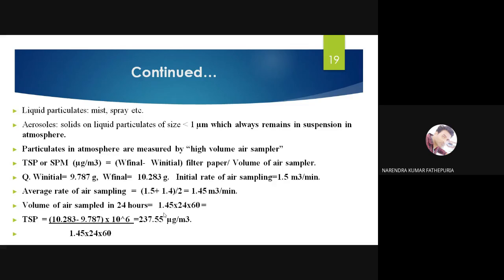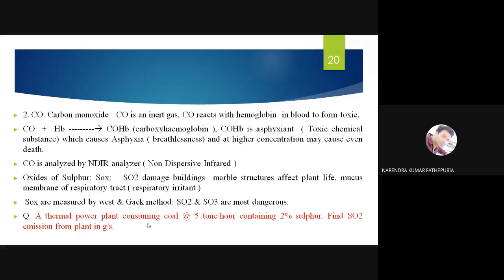The volume of air sampled in 24 hours is 1.45 into 24 into 60, which converts it to minutes, giving the total volume of the air sample. Now TSP is the final minus initial weight, multiplied by 10 to the 6, divided by 1.45 into 24 into 60, the volume of the air sample. So you will get 237.55 microgram per cubic meter. That way you calculate the suspended particulate matter and your rate of suspension in microgram per cubic meter. Like this you have to estimate it.